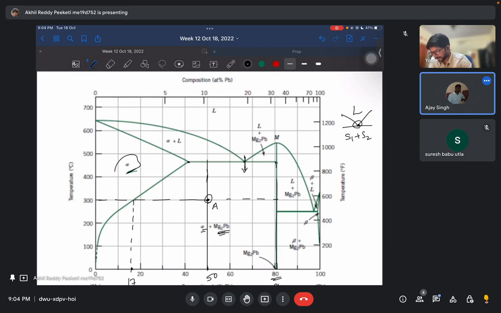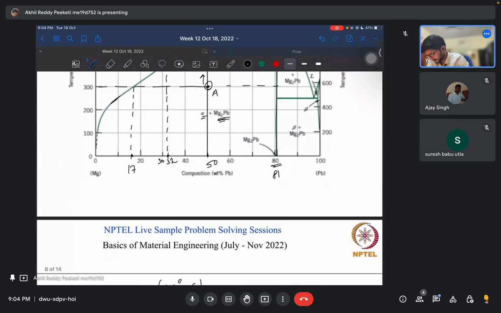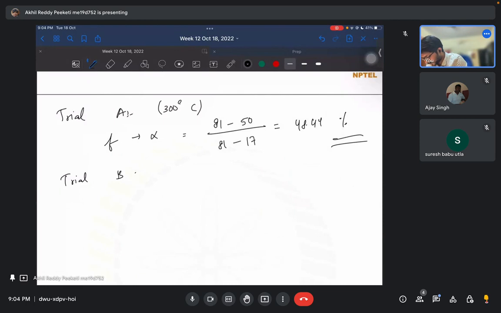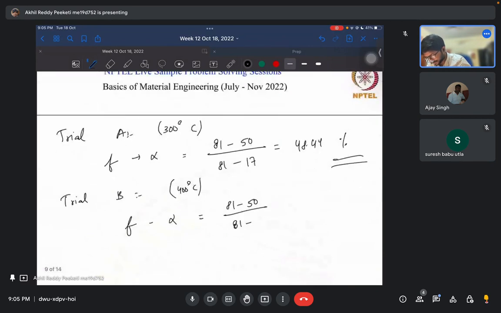Yes, because if we go below, we are moving away from alpha, so the alpha phase will actually decrease if you go down. So we should move up. Okay. So the next trial I am trying at B. Okay. So this is 30. Let's take it as 32. So again same trial B at 400 degrees Celsius, fraction of alpha 81 minus 50 by 81 minus 32, right? So what would be this number?